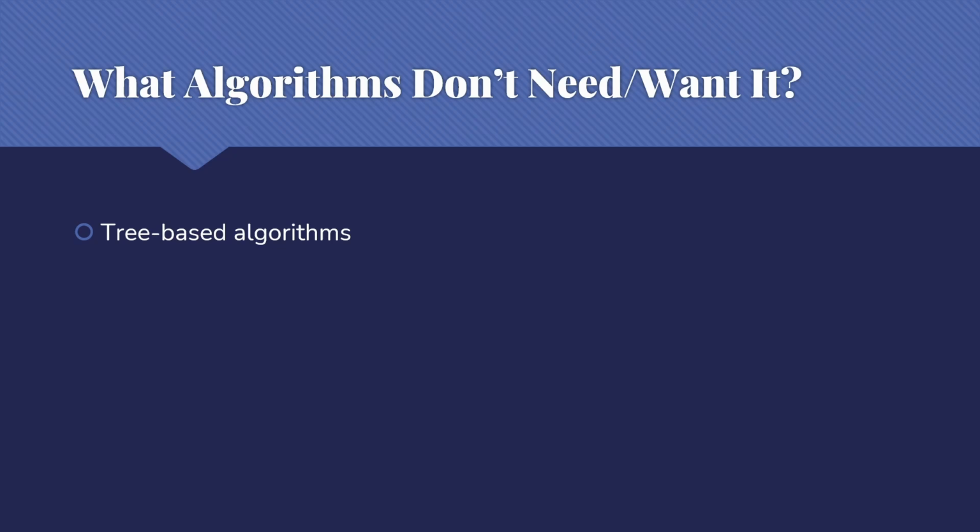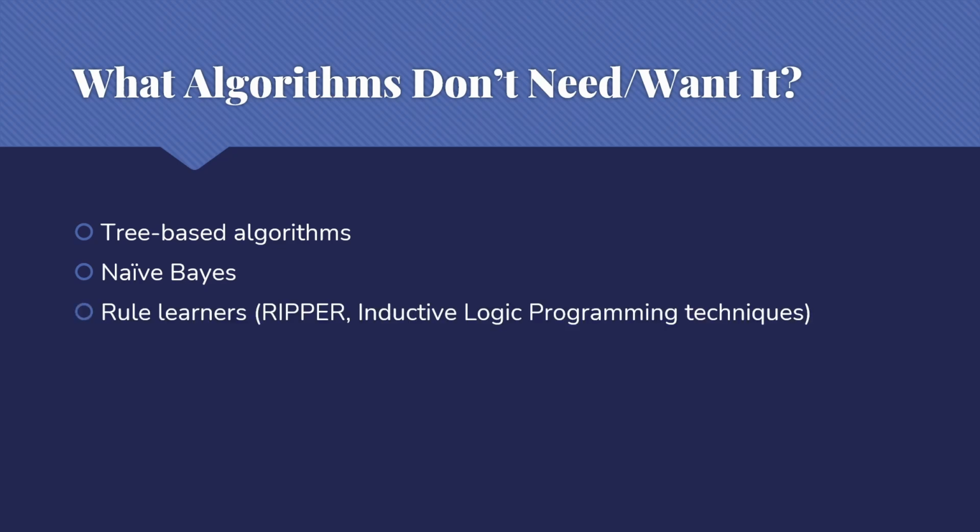So tree-based algorithms. Naive Bayes. In naive Bayes, we're dealing with the probability of each feature separately. We've turned these into probabilities by the time they're interacting. So we've handled the problems with the math before we get to that point. Rule learners. Things like Ripper, if you've heard of inductive logic programming, these things don't need it, don't want it. And most rank order models are also not needing to be scaled.